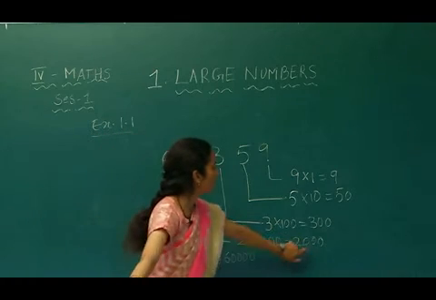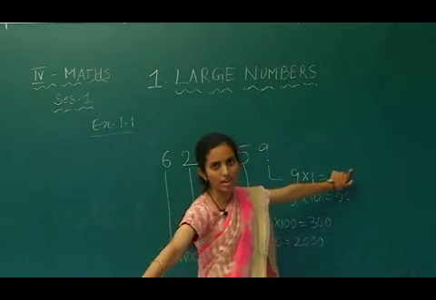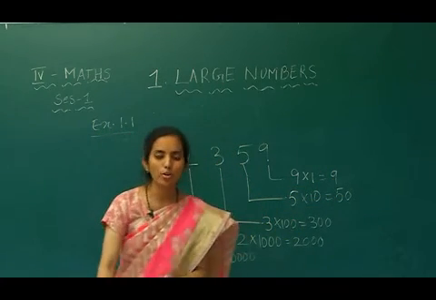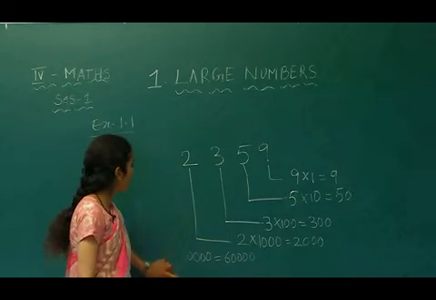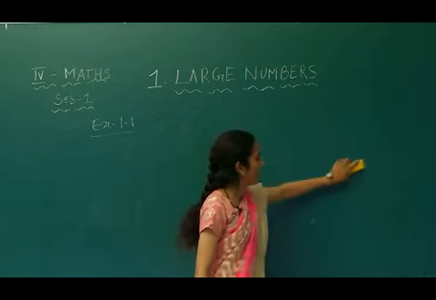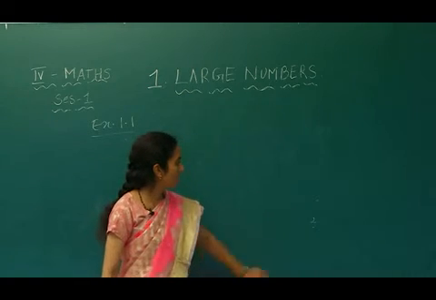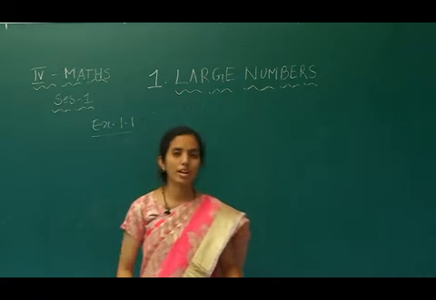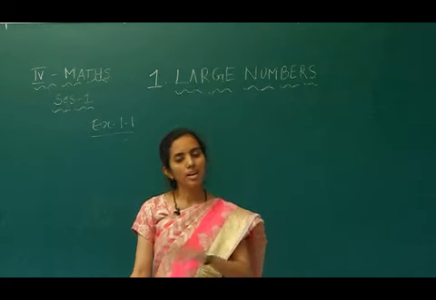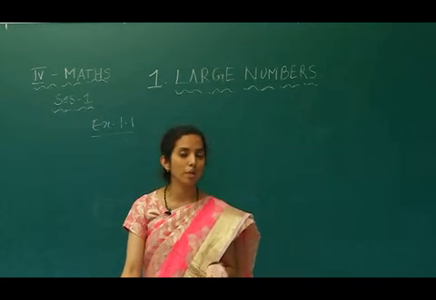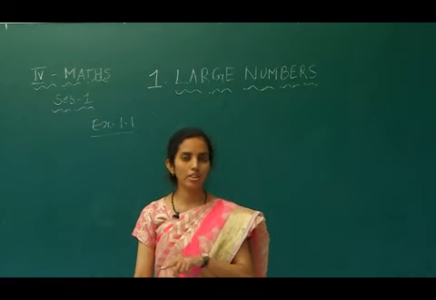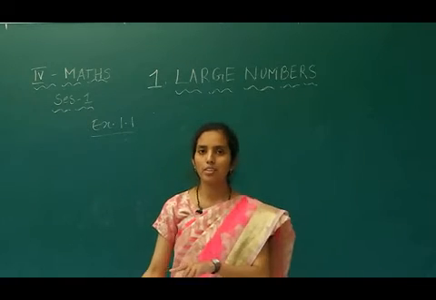60,000 plus 2,000 plus 300 plus 50 plus 9. This gives the number 62,359. In this manner only we write the expanded form of the number. So, if exercise problems are given on this topic, you just write the place values of the number and multiply according to it. If the place value is in ones, multiply with 1; if it is in tens, multiply with 10. If it is in hundreds, multiply with 100. If it is in thousands, multiply with 1000. If it is in 10,000s, multiply it with 10,000.